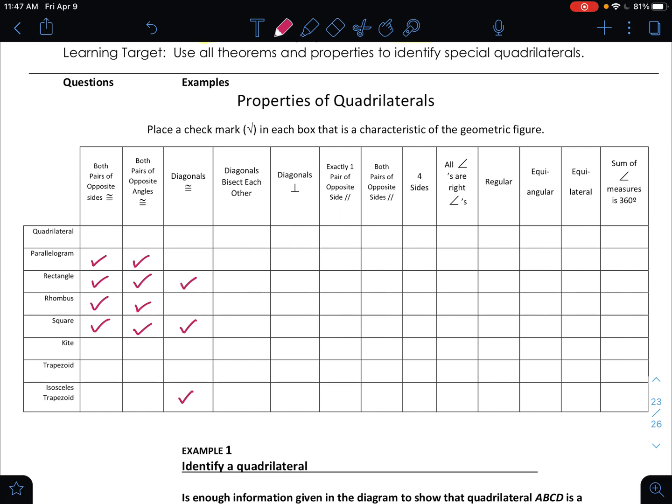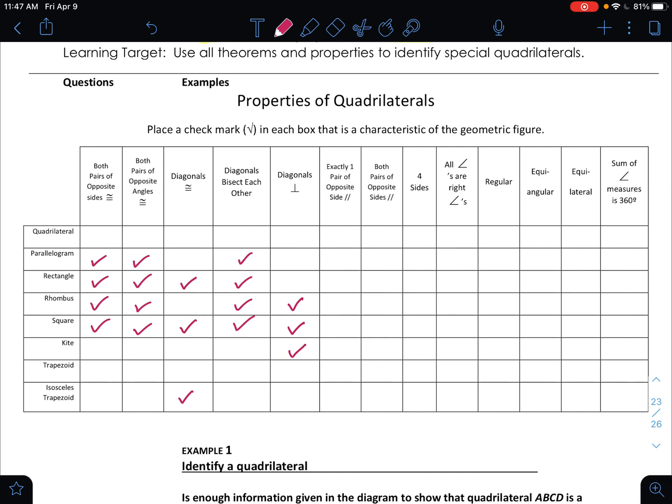Okay, diagonals bisect each other. When I hear that, that jumps out to me as a parallelogram property, so it applies to parallelogram, rectangle, rhombus, square. On a kite, only one of them cuts the other in half, and it does not apply on trapezoids at all. Okay, perpendicular diagonals. Now that is not all parallelograms. That goes with a rhombus, and since a square is a rhombus, it goes with a square. It also goes with a kite, but no perpendicular diagonals in trapezoids.